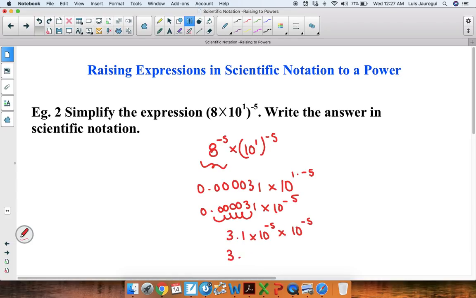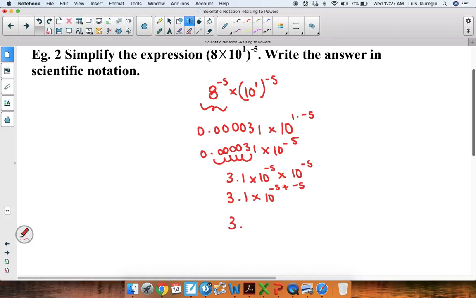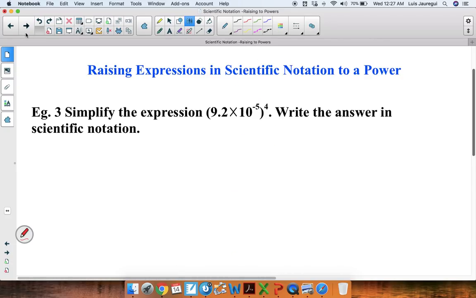Now, since we are getting the 3.1, we can repeat it. And since these two factors involve the same base, we're going to keep the base and add the exponents. So this now becomes 3.1 times 10 to the negative 10. So we can conclude therefore that (8 times 10 to the first power) quantity to the negative 5 is approximately 3.1 times 10 to the negative 10. So let's see one more example here.